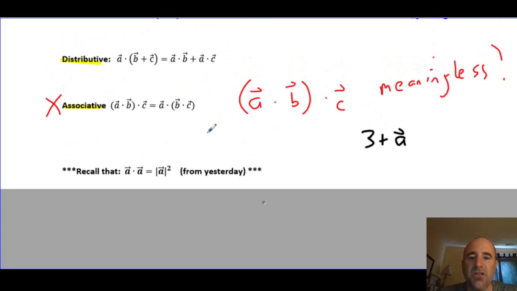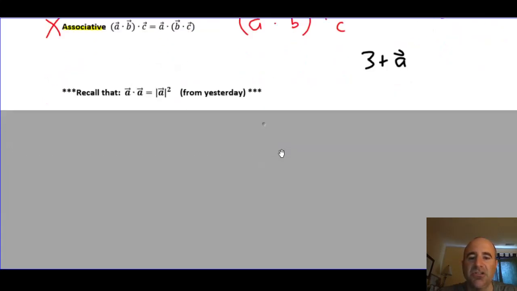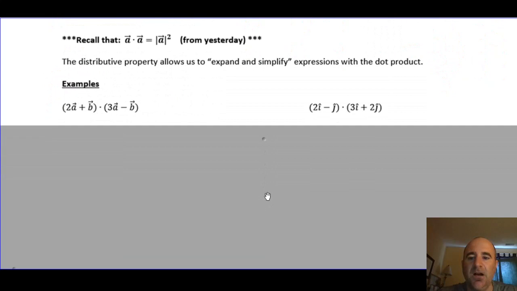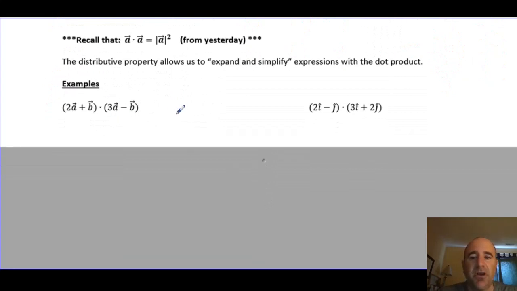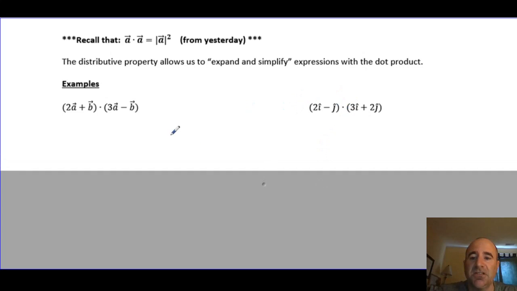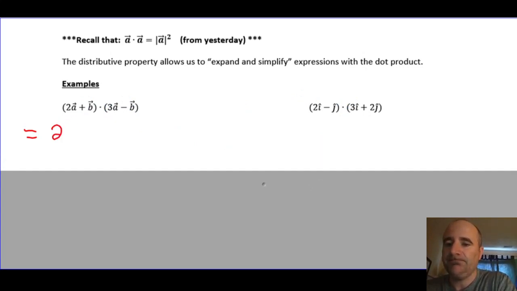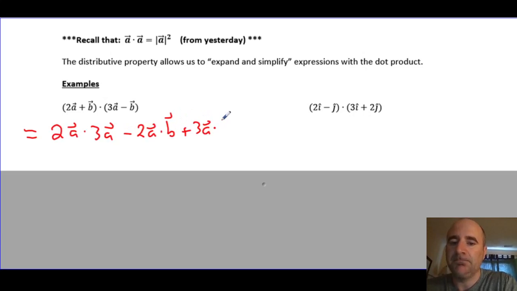And that means not only can we distribute the dot product over addition, we can actually use FOIL as well. FOIL is really just the distributive property used a few different times. So if I look at these examples, because I'm now dotting, I can expand this. I can say that this is the same as 2A dotted with 3A, minus 2A dotted with B, plus 3A dotted with B, minus B dotted with B, which is actually the magnitude of B squared.